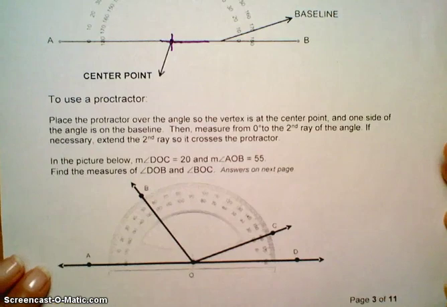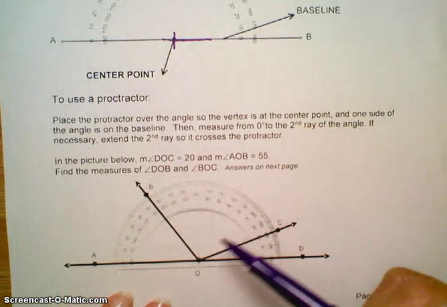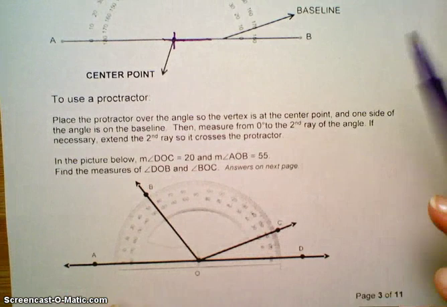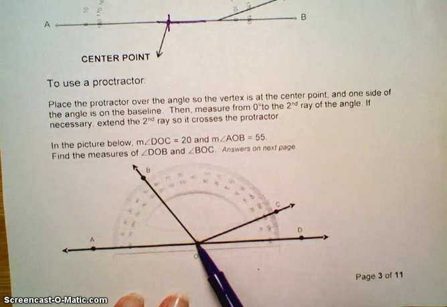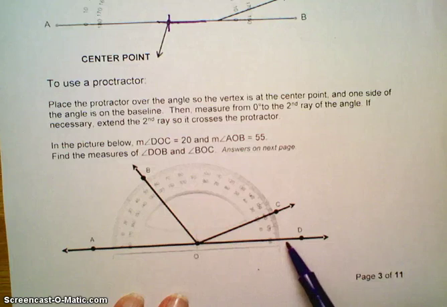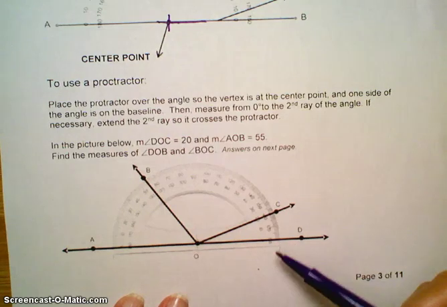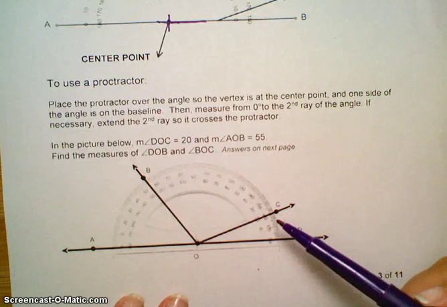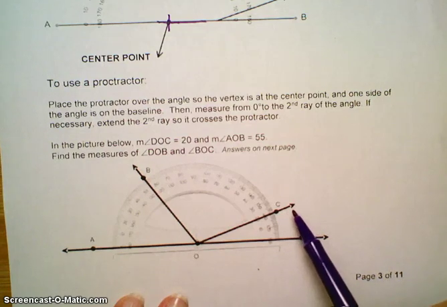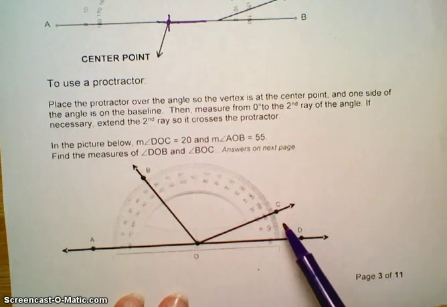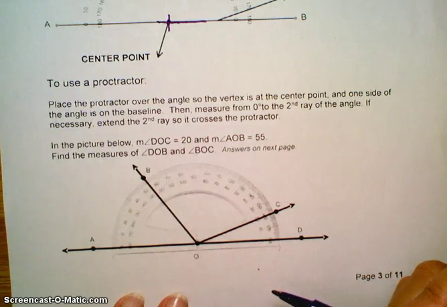Okay, so to use a protractor, and this is a much better picture, we place the protractor over the angle so that the vertex will sit at the center point and one side of the angle will be on the baseline. And then we measure from 0 degrees to the second ray. If necessary, we may have to extend the side of the angle to see where it crosses the protractor. And again, you would just use a straight edge to do that.